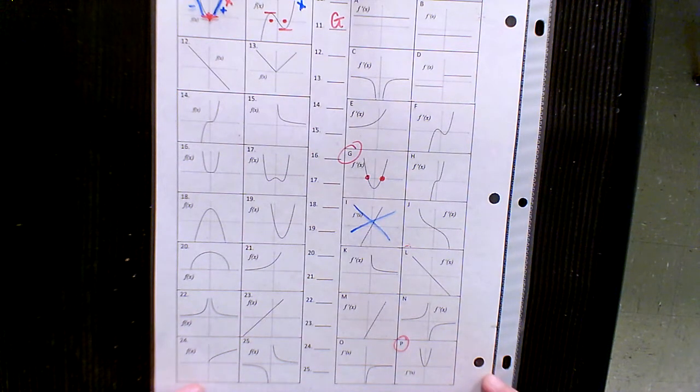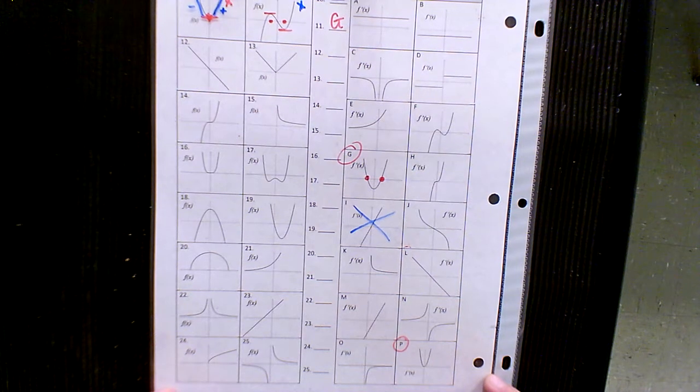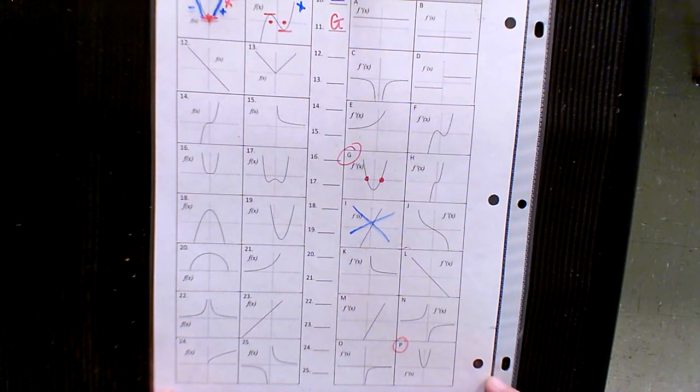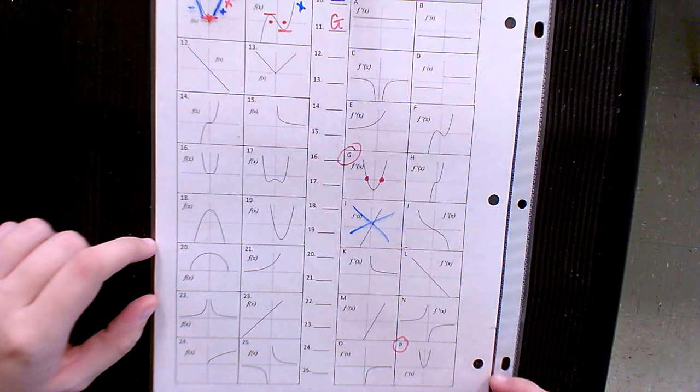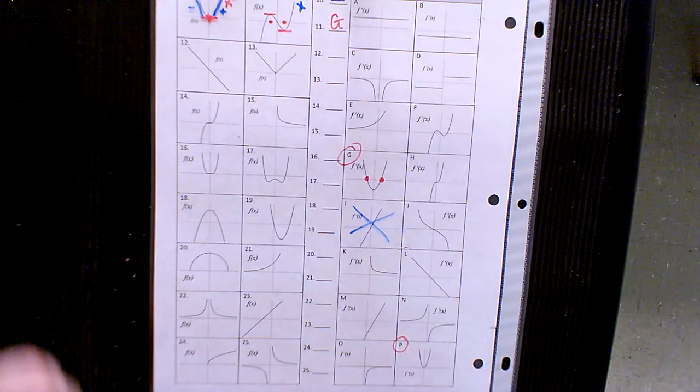Do we want to keep trying some together, or do you think you can maybe tackle some on your own? Okay, go ahead and try some on your own. You can work together, work by yourself. I'll be around to help, okay? But keep on analyzing the graphs, thinking about what would the derivative look like.